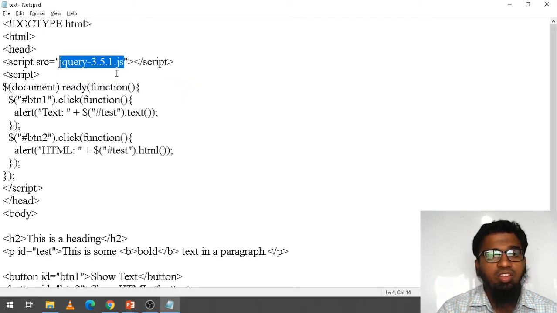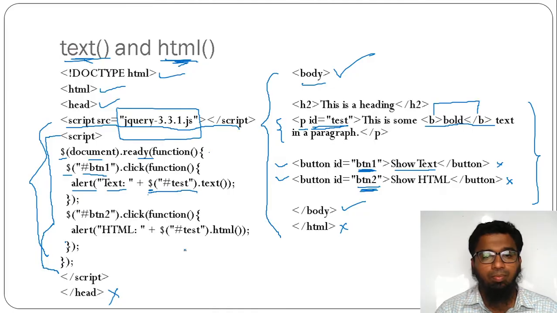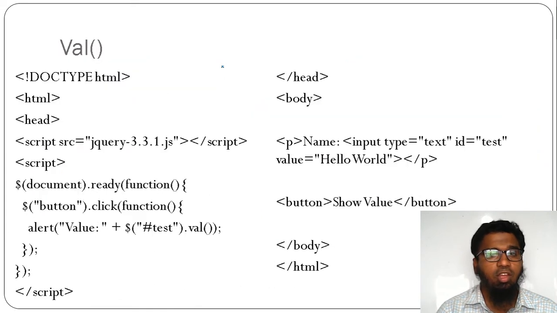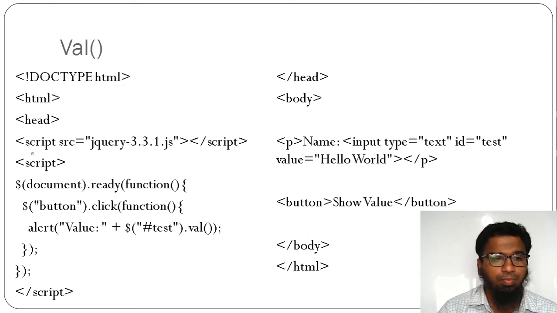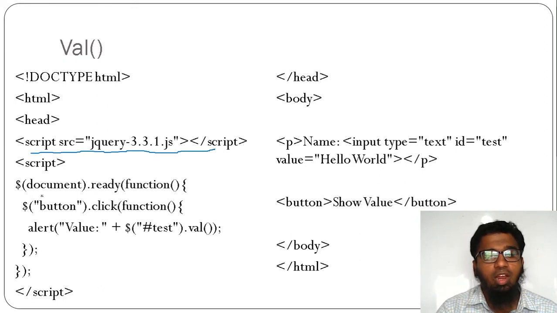Okay, so this is about show text and show HTML. We finished text and HTML. Next we will see the value. The value also performs the same kind of thing. Like here you can see the same code, and here we are writing the scripting.